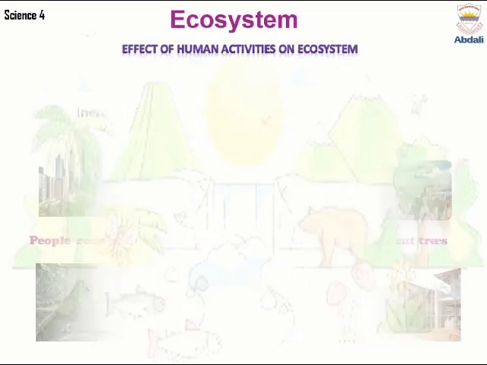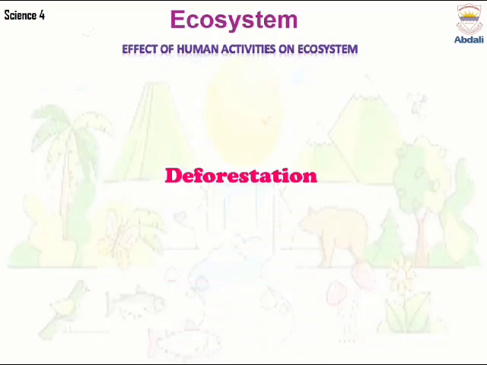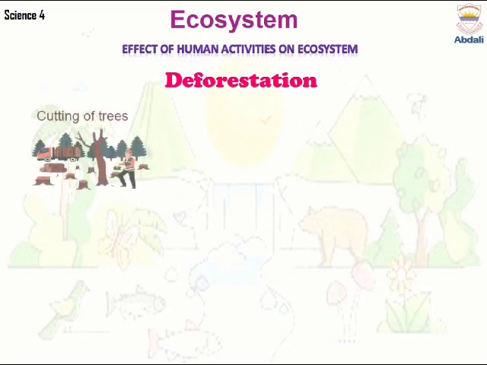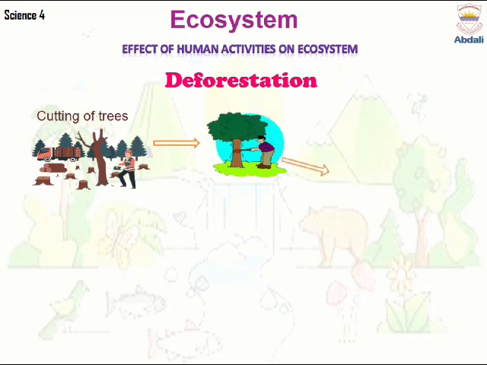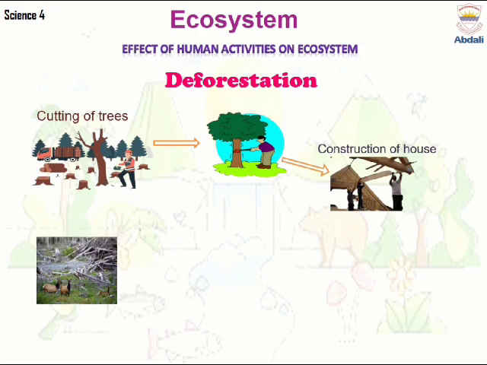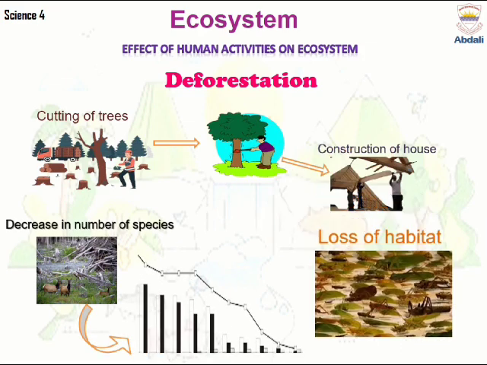The next activity of humans that affects the ecosystem is deforestation. Deforestation means the cutting down of trees. A large number of people cut down the trees for the construction of houses. This cutting down of trees can decrease the number of species and cause the loss of habitat.